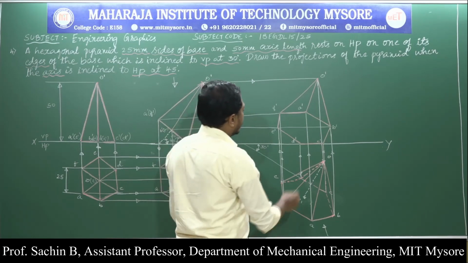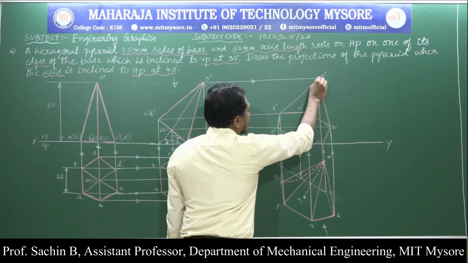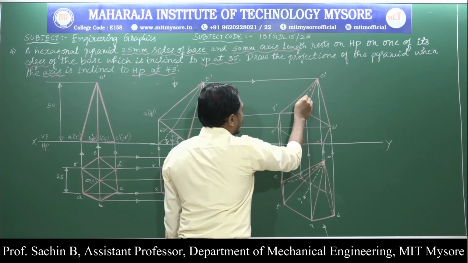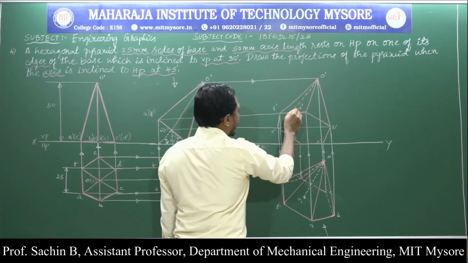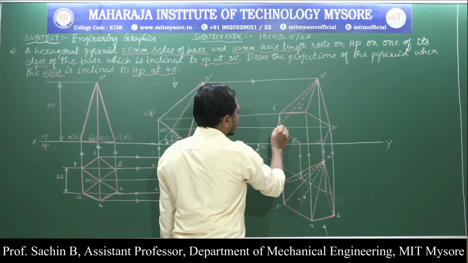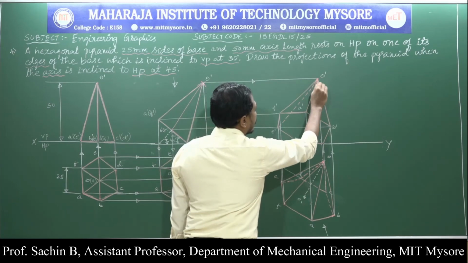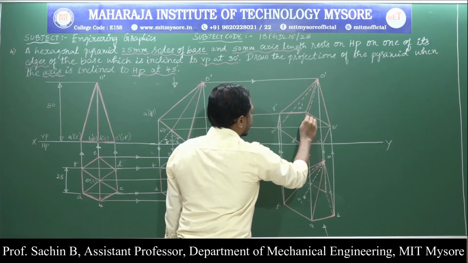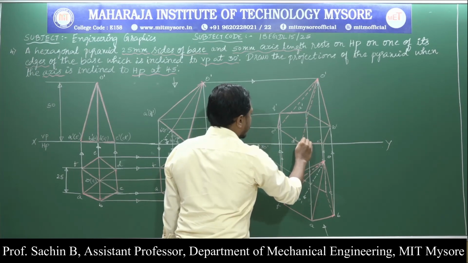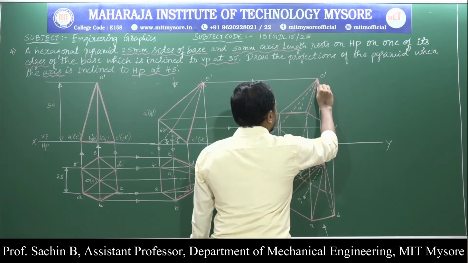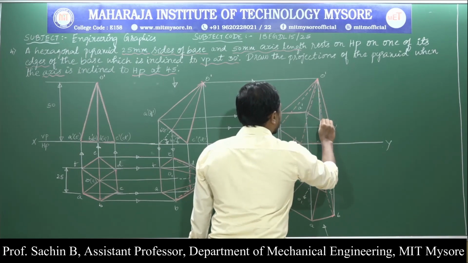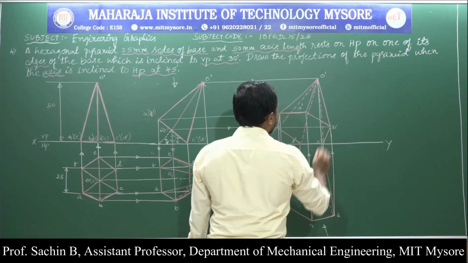The only portion that is invisible to us is slant edges O to E dash, again from O dash to D dash and O dash to C dash.